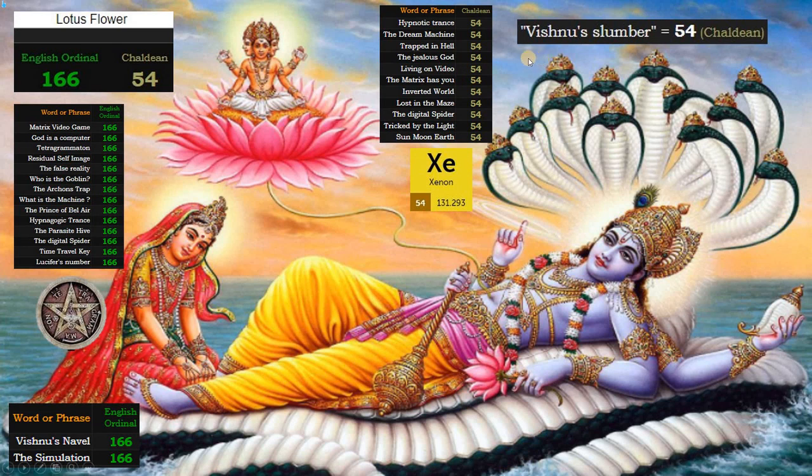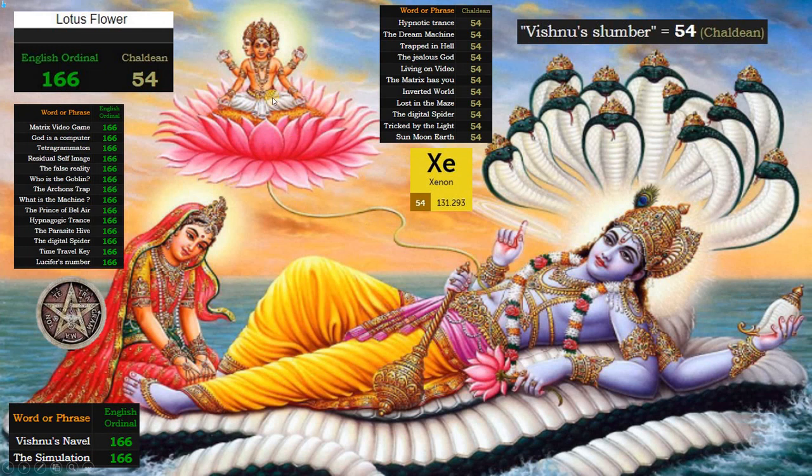Vishnu is represented with a lotus flower, and lotus flower is 166 in English ordinal, once again matching the number of the Tetragrammaton. And also the words we just saw in the previous slide with 166 in English ordinal, like Matrix video game, God is a computer, residual self-image, the false reality, and so on. And what is interesting is that lotus flower has the same number as Vishnu's navel in English ordinal. And obviously they are both connected, as you can see on the picture.